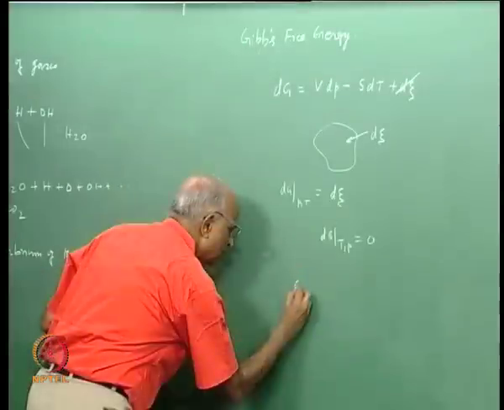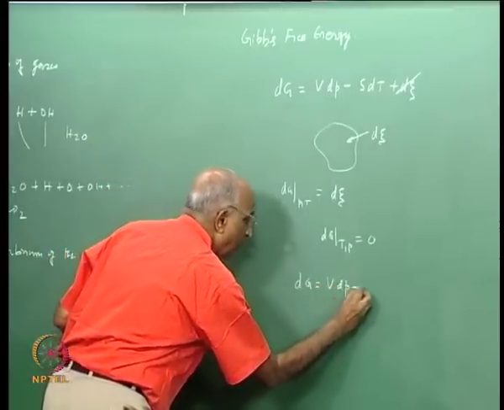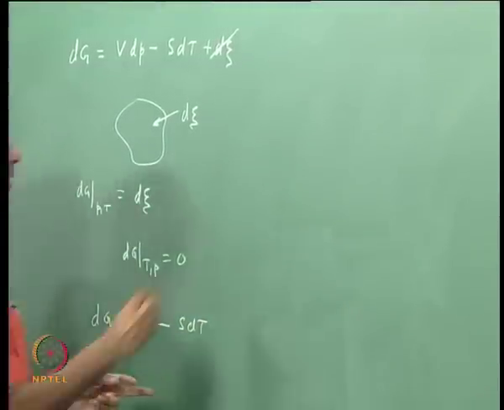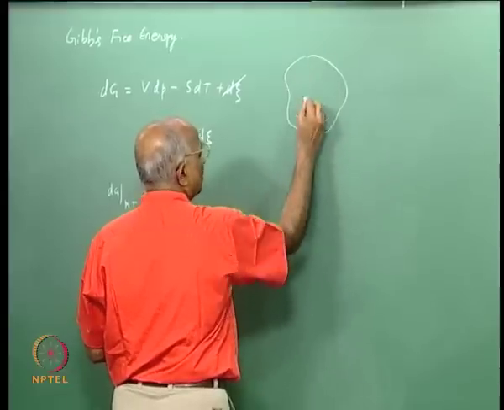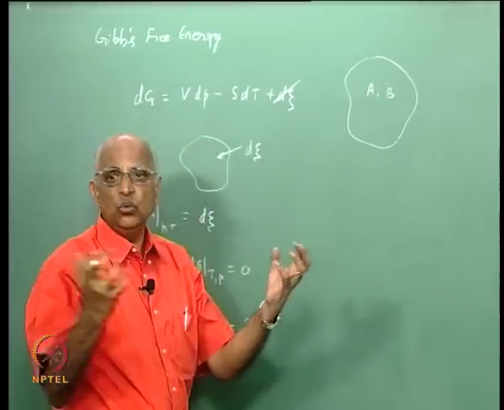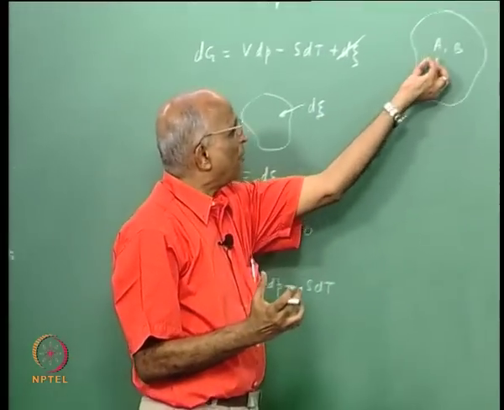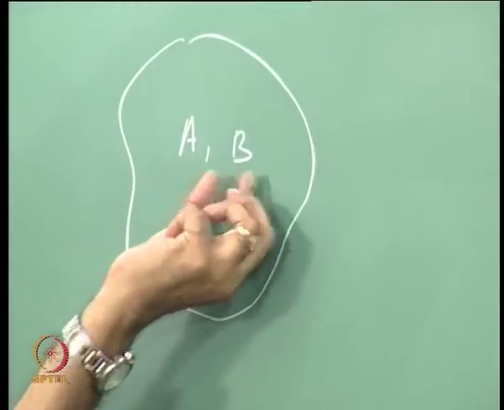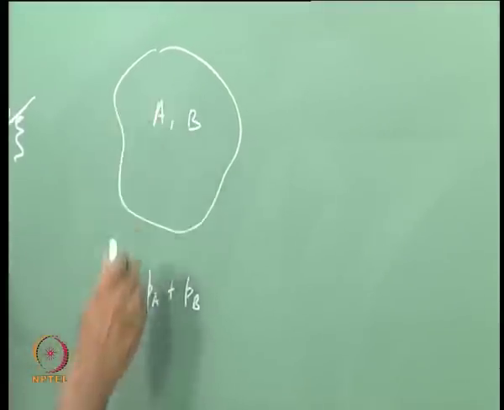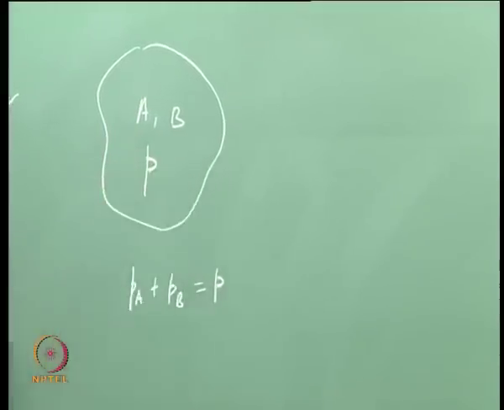I ask myself, supposing I have dG coming from a variation in pressure, VdP, minus a variation in temperature, SdT, and now instead of having a single component gas, I put a constituent, let us say a gas A and a gas B in it. There are two gases. I want to know, to define dG, what is going to happen, what is the number of moles of A, what is the number of moles of B. I tell myself the partial pressure of species A plus the partial pressure of species B is equal to the total pressure in this particular system, which is P.